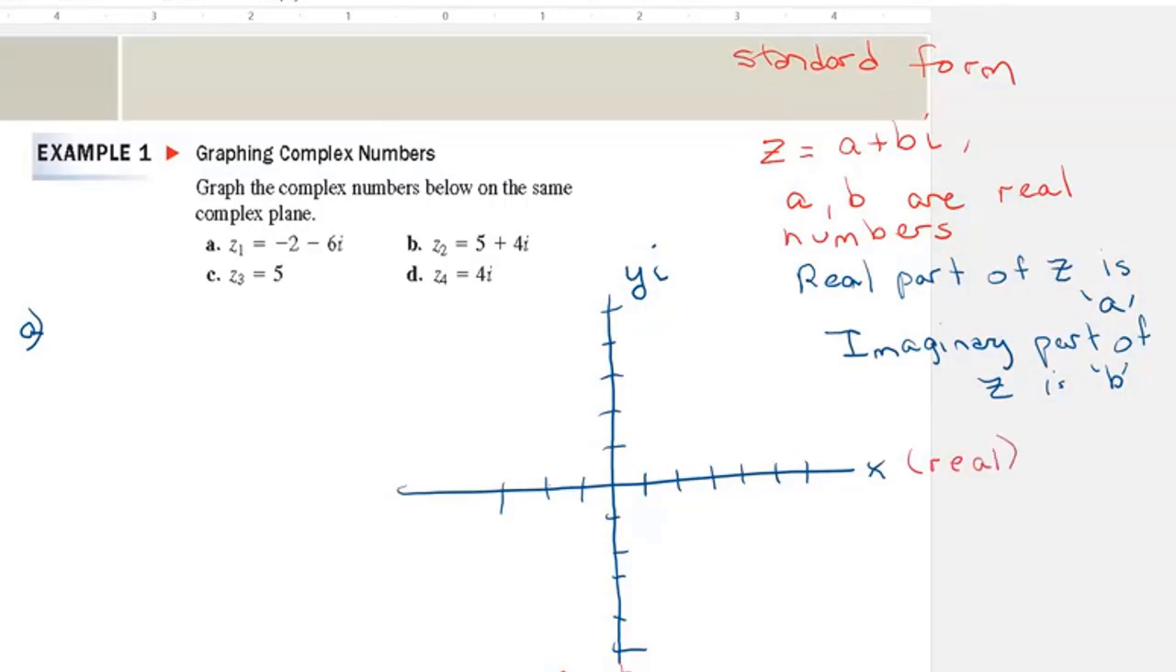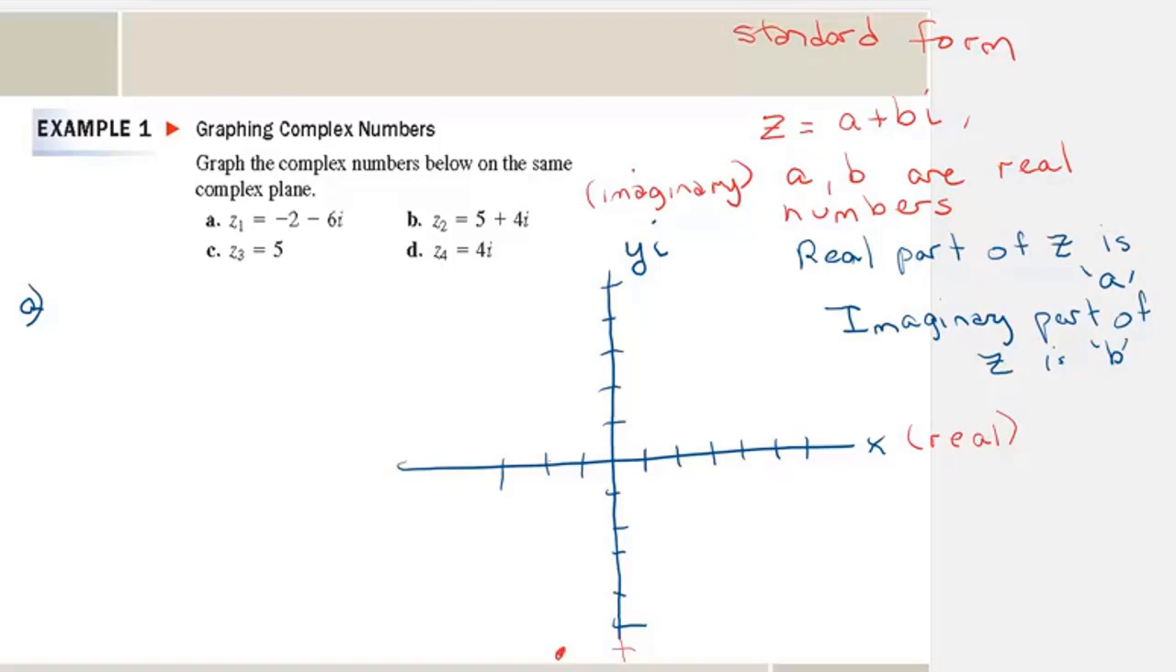and this is the imaginary axis. Okay, I think that makes it more clear. -2 goes in the x direction, because that's the real part, and then 6. That's A. B is 5, and 1, 2, 3, 4, 5, and then up 4. So this is B.